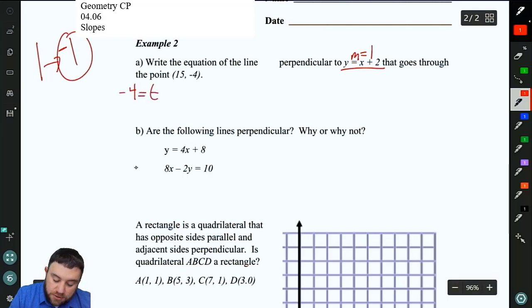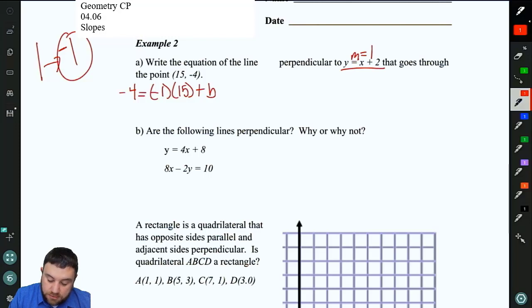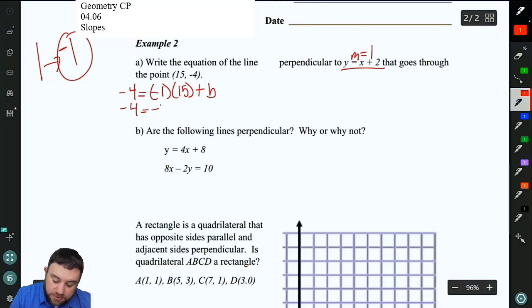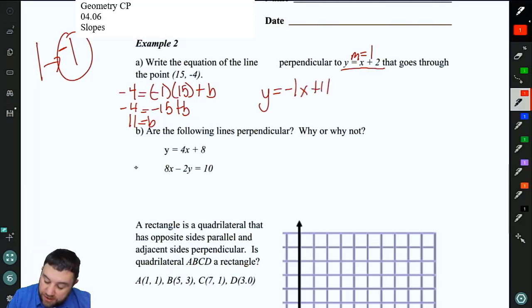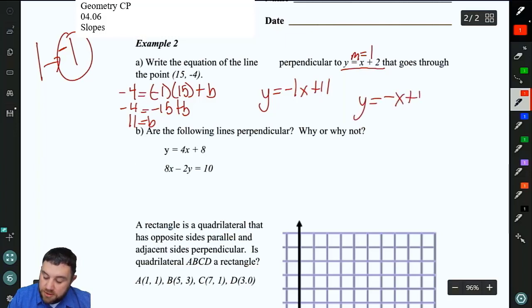So negative 4 equals negative 1 times 15 plus b. So then we get negative 4 equals negative 15 plus b. Add 15 to both sides, so we get 11 equals b. So now we're ready to set up our equation. y equals negative 1x plus 11. And again, we don't put that 1 in front of the x usually, so y equals negative x plus 11.